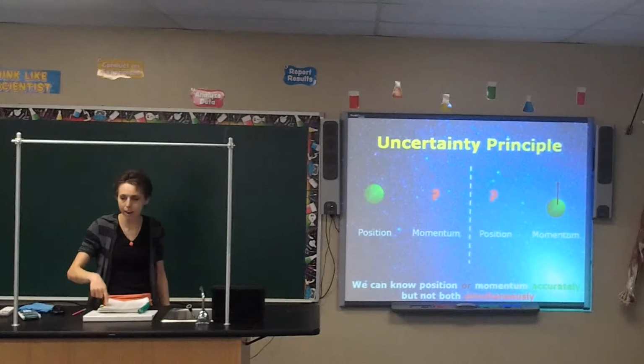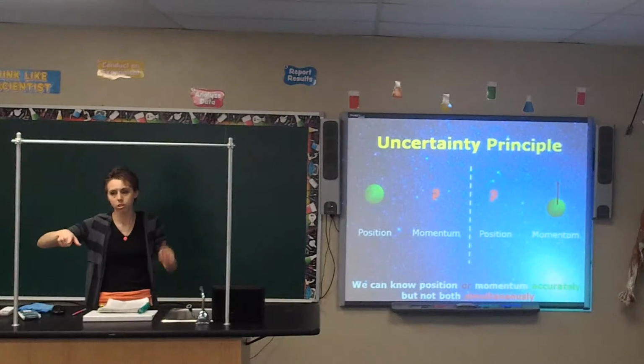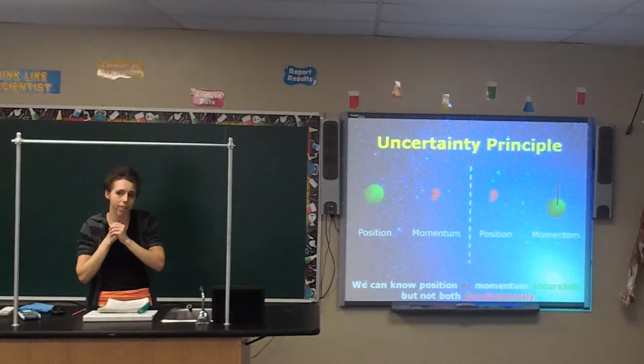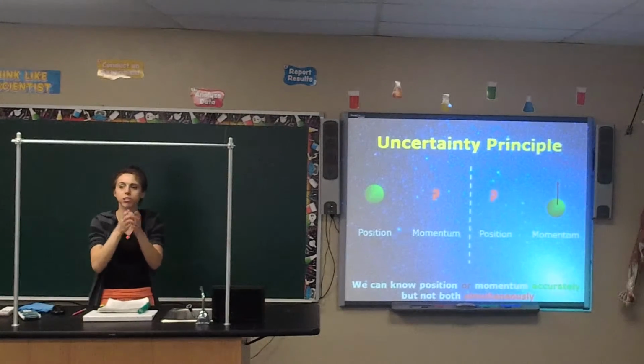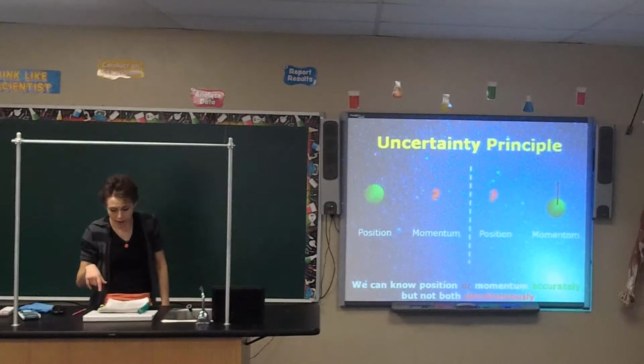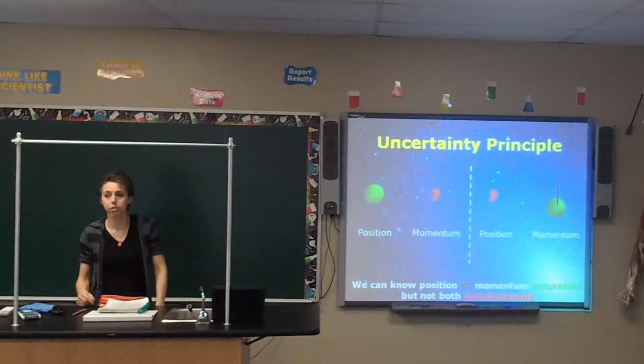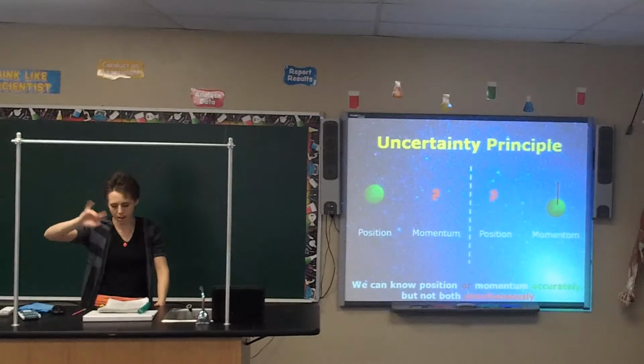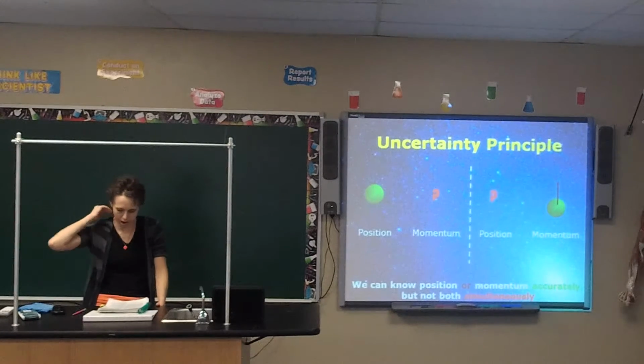So same idea. You can either know the position or the velocity. You can't know both at the exact same time. And that is something you just have to accept. You just can't know it. Alright. So that's the Heisenberg uncertainty principle that states you either know its position or its velocity. You can't know both at the exact same time.